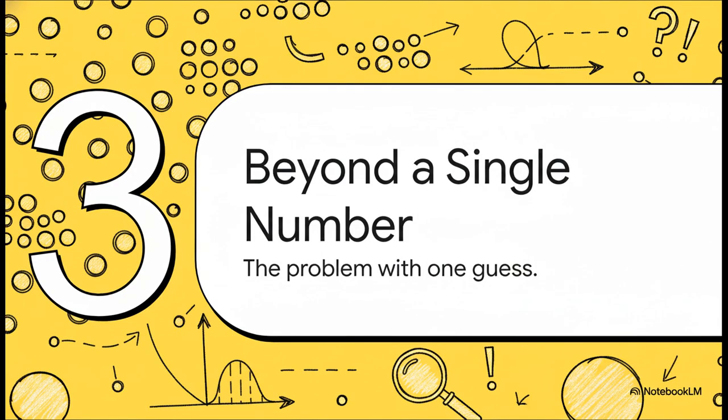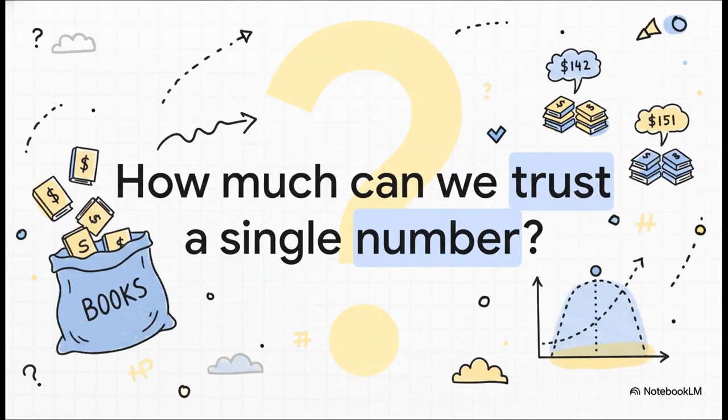Because here's the catch. Relying on just one number, no matter how carefully you calculated it, has a really big, fundamental flaw. Just think about it. What if we took a different sample of 25 books? Would we get exactly $145 again? No way. Almost zero chance. We might get $142, maybe $151. Every sample is going to be a little bit different just due to random luck. So a single point estimate doesn't tell us a thing about how much uncertainty is baked into our guess.